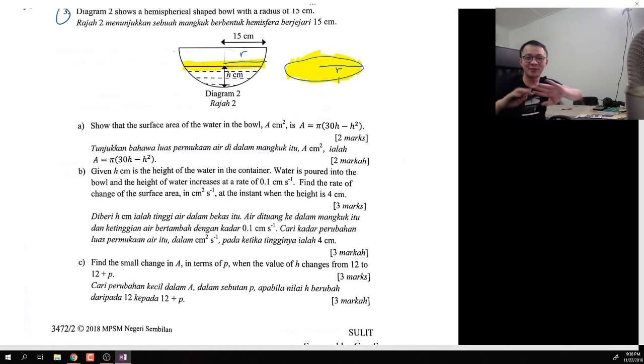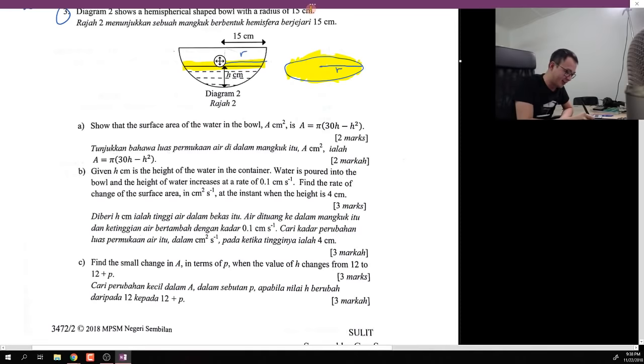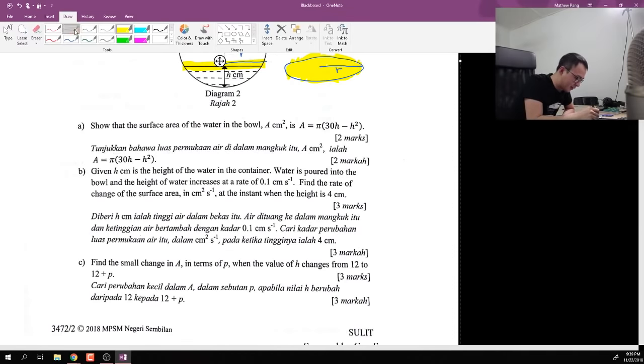Whatever you see in the diagram is from the side. So I hope you can see that. If you can't see that, then I don't know why it's not so responsive.